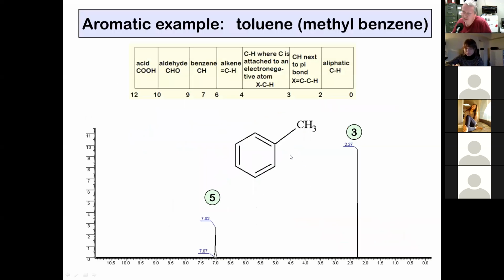Here's an example. This is methylbenzene, also called toluene. I have my little chart up here just so you can check out the chart. It's kind of cool. The chart works in a lot of cases. Okay, so we have 5 protons and 3 protons, right? 5 and 3.